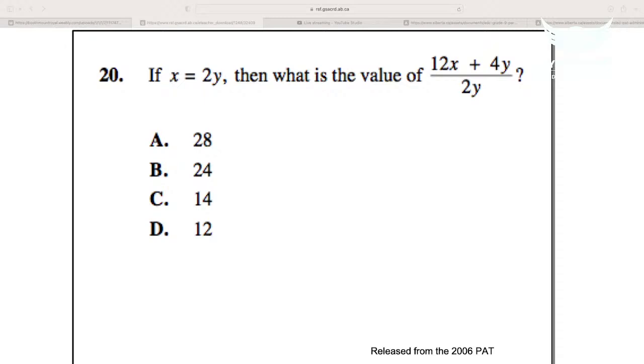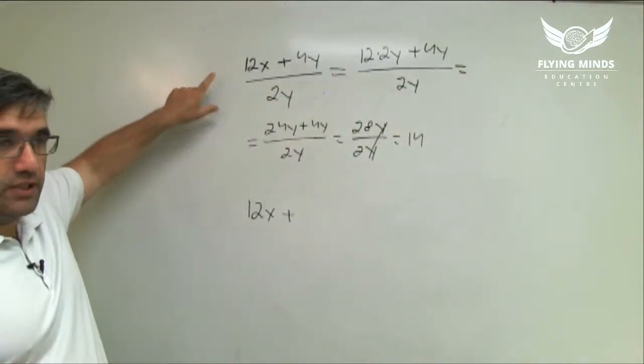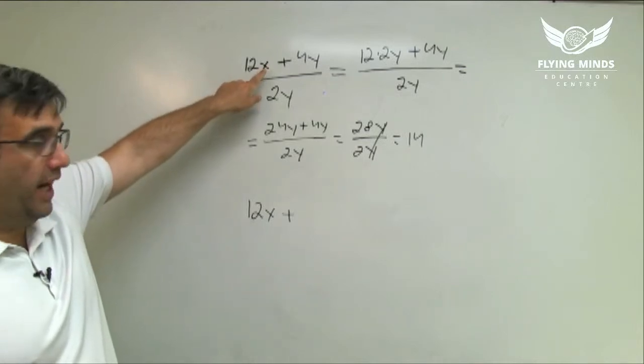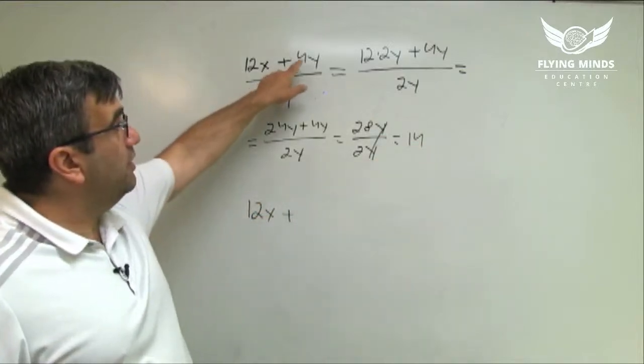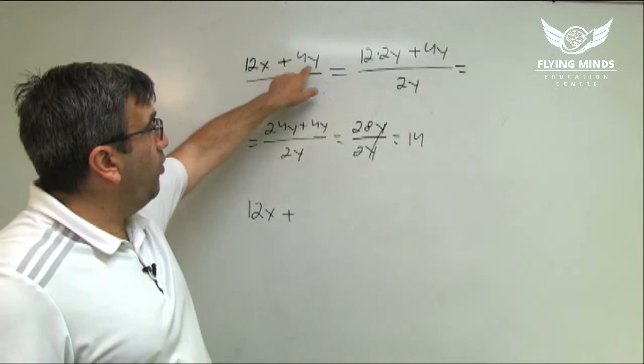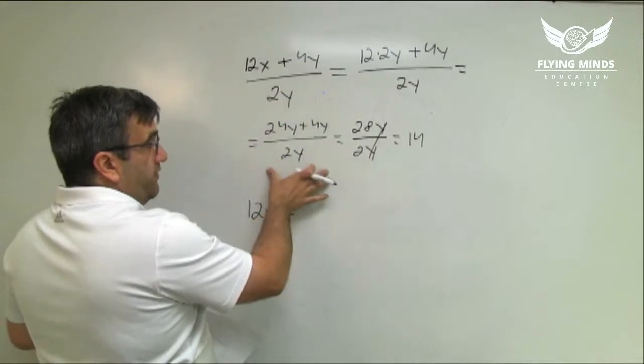Right? So in the same manner, we could replace y with x. Let's try to do it the other way around, right? So there are two ways to do it, right? So we could replace x with 2y and evaluate, and we've got 14, or this is the easier way, or we could replace 2y with x, right? So this is the first way, and this is the second way.